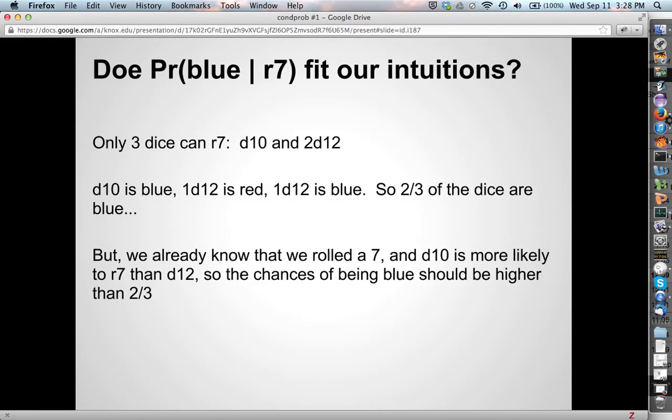Now, does the probability of blue, given that we rolled a 7, fit our intuitions? Only 3 dice can roll a 7: the d10 and the 2 d12s. The d10's blue, and one of the d12s is blue, so 2/3 of the dice are blue. The probabilities are a little bit different. It's a little more likely to roll a 7 on a d10 than on a d12, but we would expect the odds to be around 2/3. In fact, 11/16 is fairly close to 2/3, so this fits our intuition, again because we already know we rolled the 7, which was the hard part. And on that note, we are done.